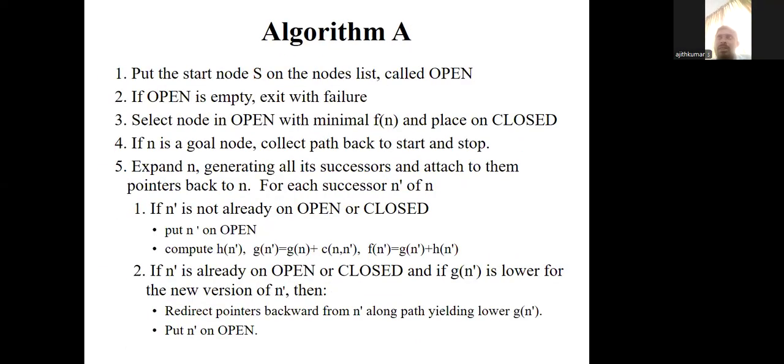See the algorithm A steps. First, put the start node on open. Then, if open is empty, exit with failure. If n is a goal node, collect the path back to start and stop. Otherwise expand n, generating all its successors and attaching them with pointers back.